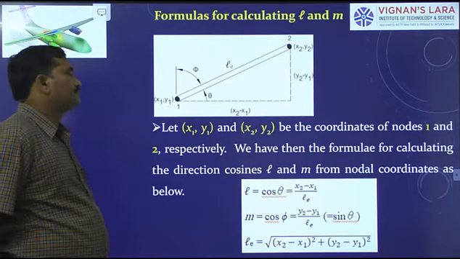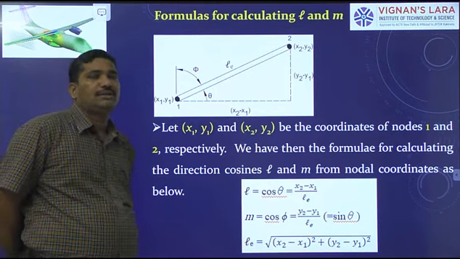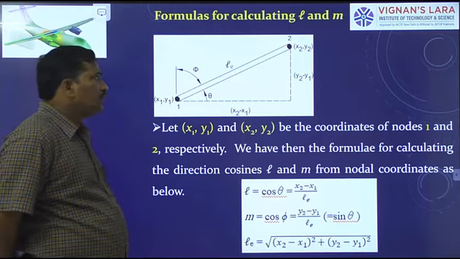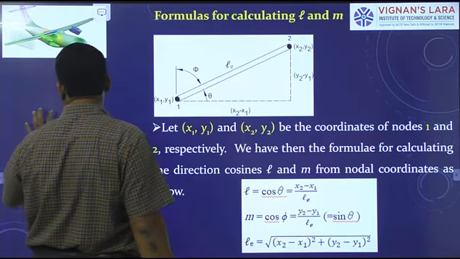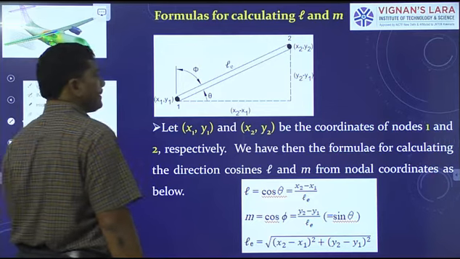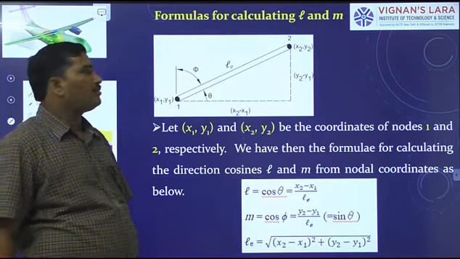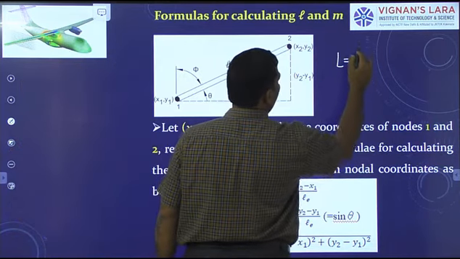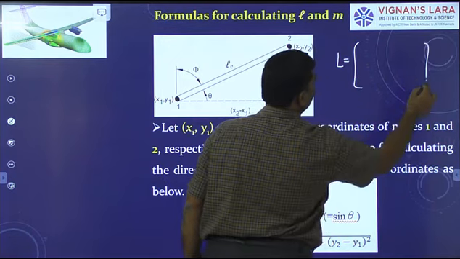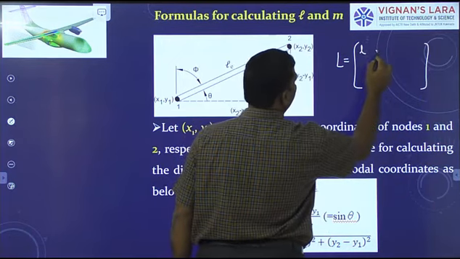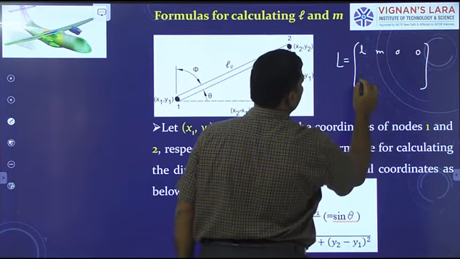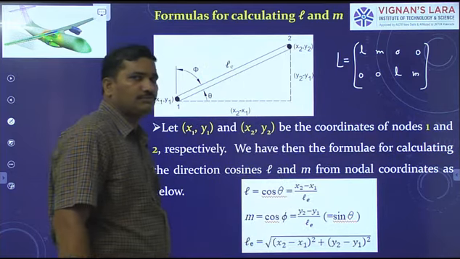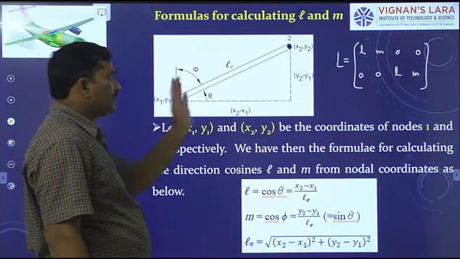Dear students, in the previous class, we derived the transformation matrix L. The transformation matrix L is a 2 by 4 matrix. How was it obtained? L equals a 2 by 4 matrix having the elements l, m, 0, 0, 0, 0, l, m. Okay? This is the transformation matrix.